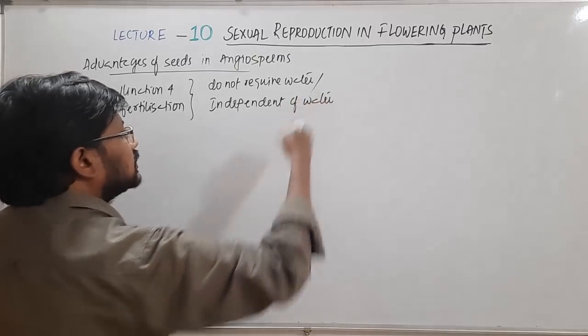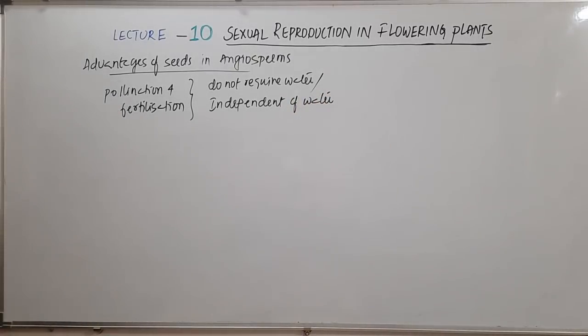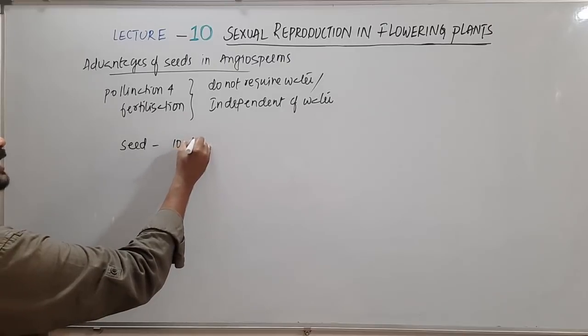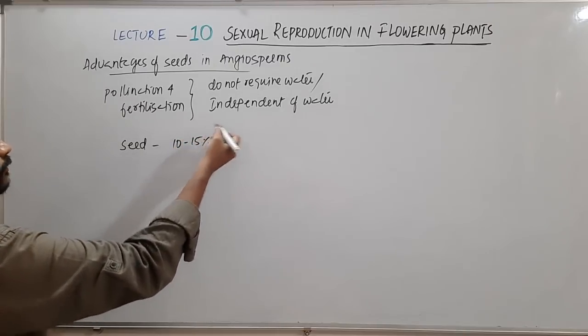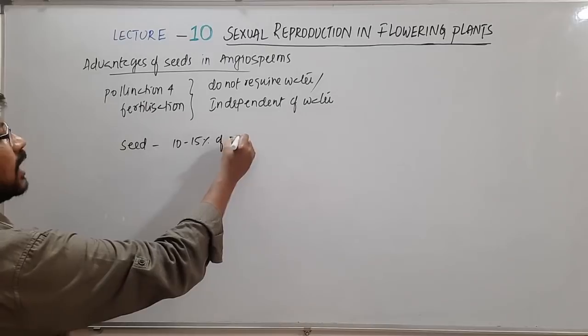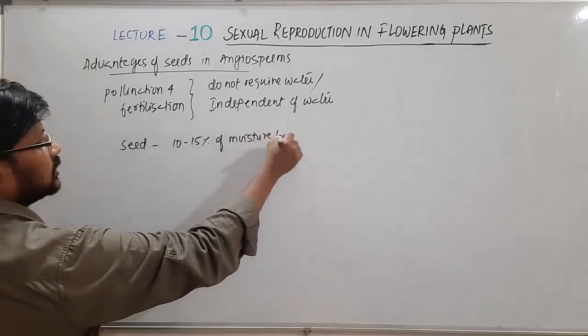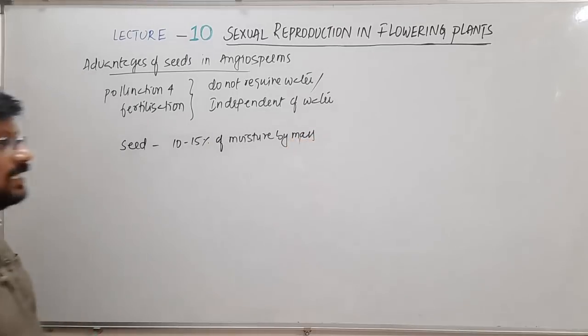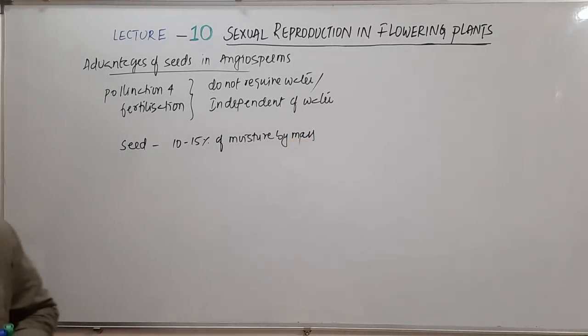These processes are independent of water, and so is the seed. We have studied that the seed has only 10 to 15% moisture by mass. So you can see that the moisture content of the seed is very much reduced, almost 90% reduced, and the amount of water present in a seed is only 10 to 15%, right?